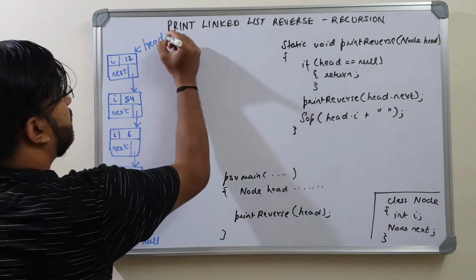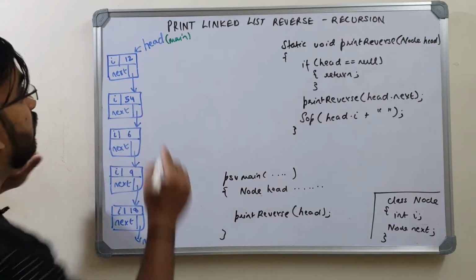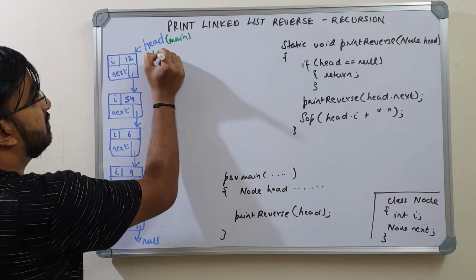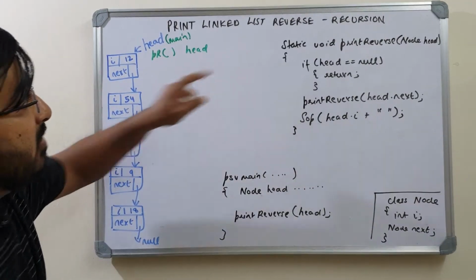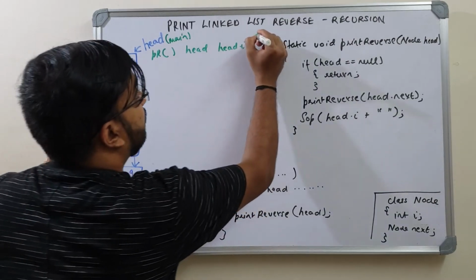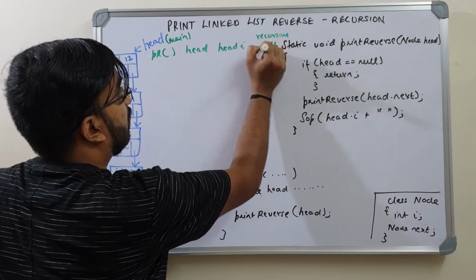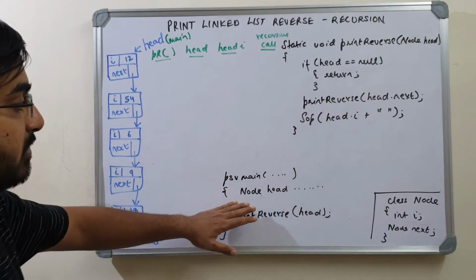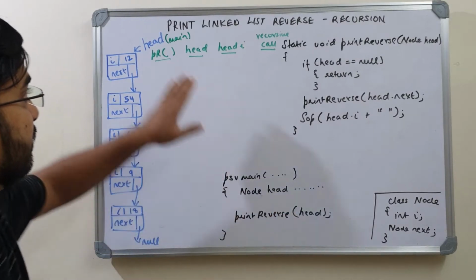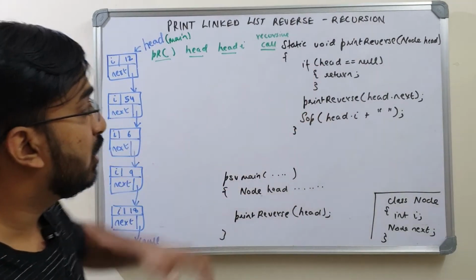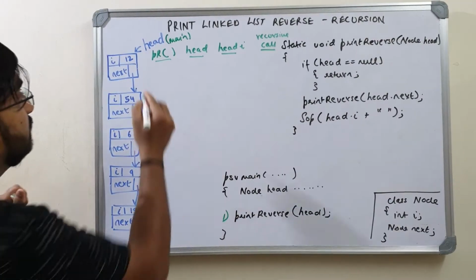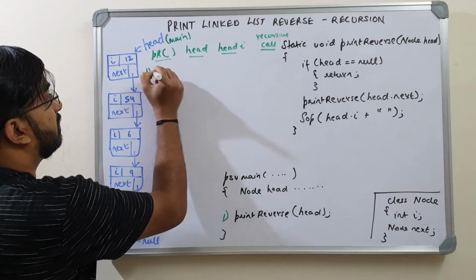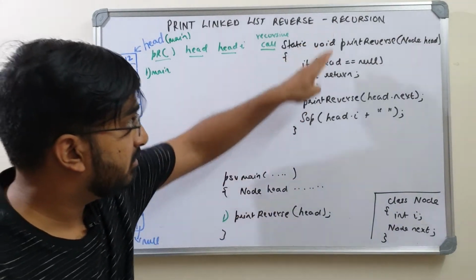So this is your head in the main. We will number the calls to this function. I'll say printReverse, so this is printReverse. I'll have a head.i and I'll have a value for the recursive call. When you first call this method from the main, this head in the main, which is pointing here, goes into this method. So the first call to this method is from the main method. You call this method passing the head.